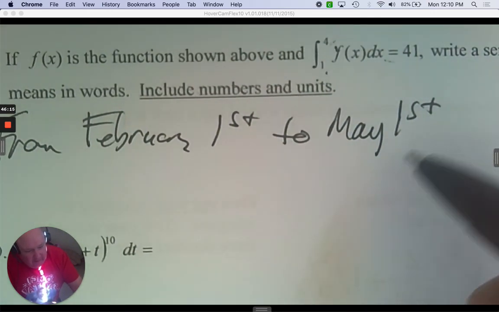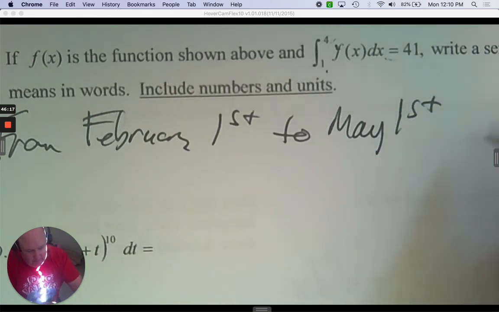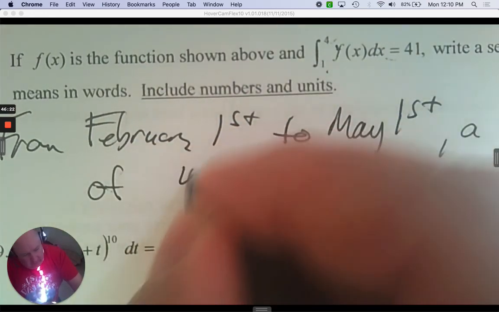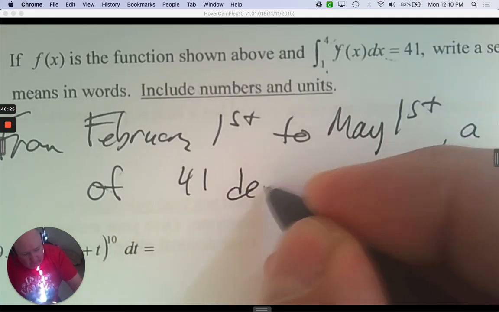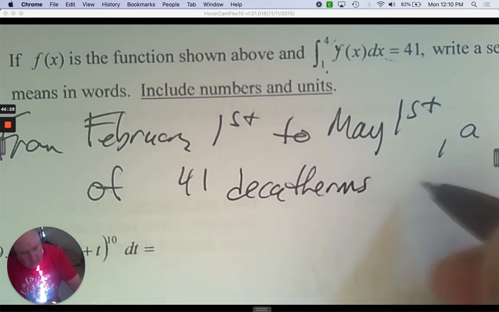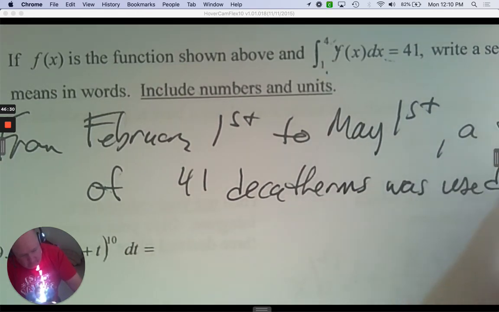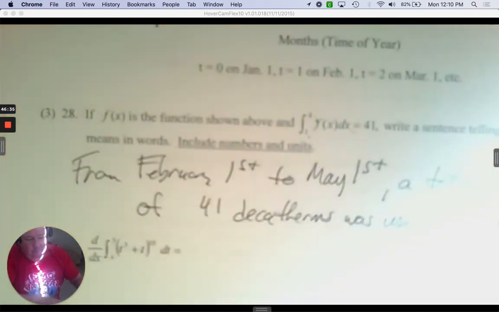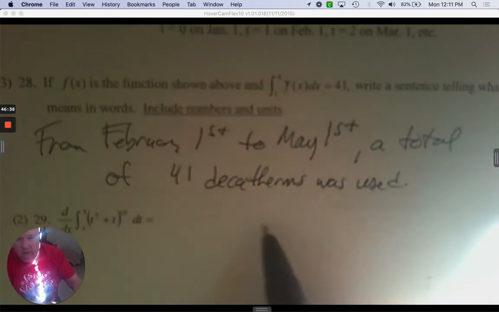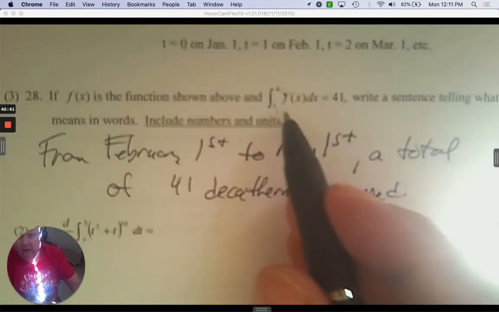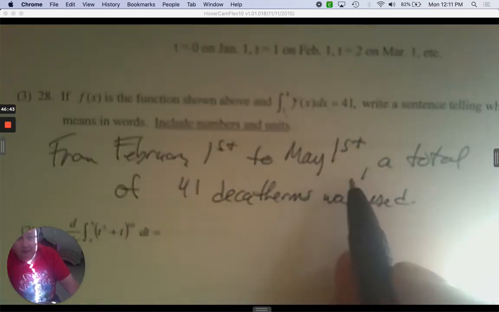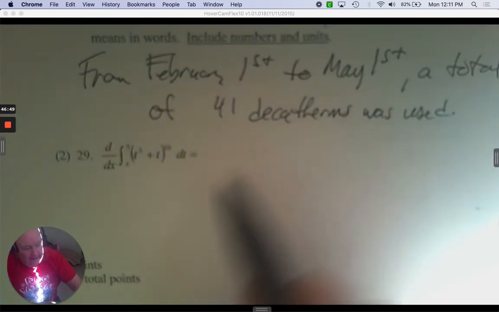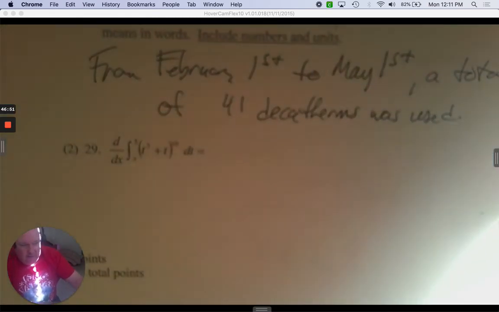And so the rate is decatherms per month. And so a total of 41 decatherms, I don't even know what that is, was used. So from February 1st to May 1st, a total of 41 decatherms was used. When you integrate a rate graph, it's an accumulator. So how many decatherms was used from here to here? That's a good sentence.